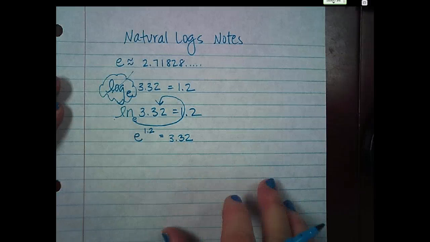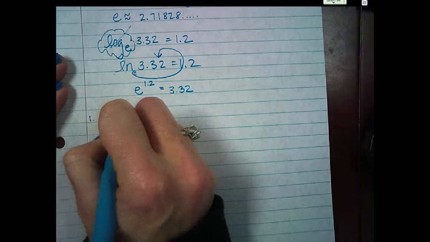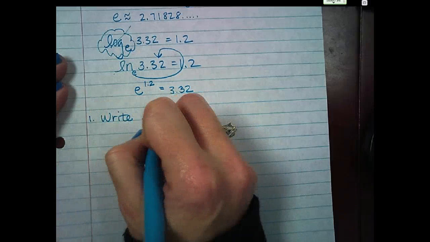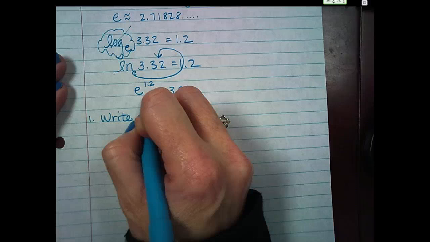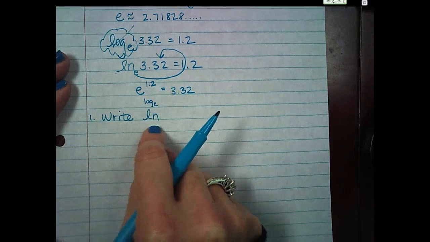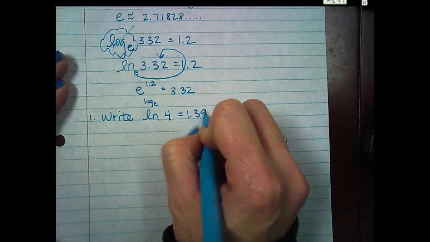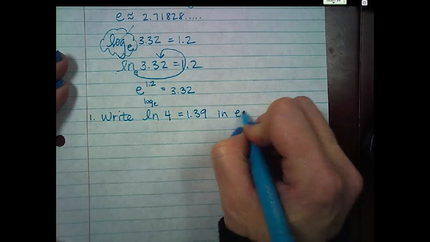All right, so what we're going to do is practice writing that. So we're going to write the natural log. Remember, that's the same thing, guys. It's just log base E. Those are the same things. So the natural log of 4, and I told you it equaled 1.39. And I want you to write it in exponential form.